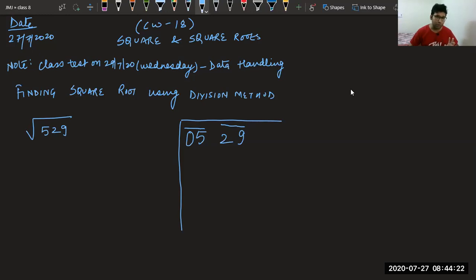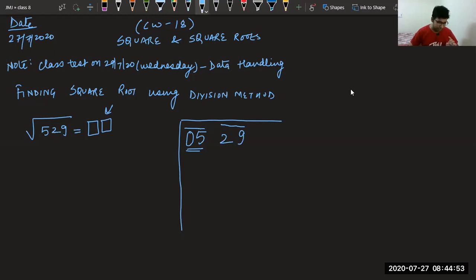Now, these two pairs give us the first hint about how many digits my square root will have. All of you, if you have two pairs, that means your answer will be a 2-digit number. Okay, first thing that we get from here. Now, we have to find a number whose square is either 5 or less than 5.